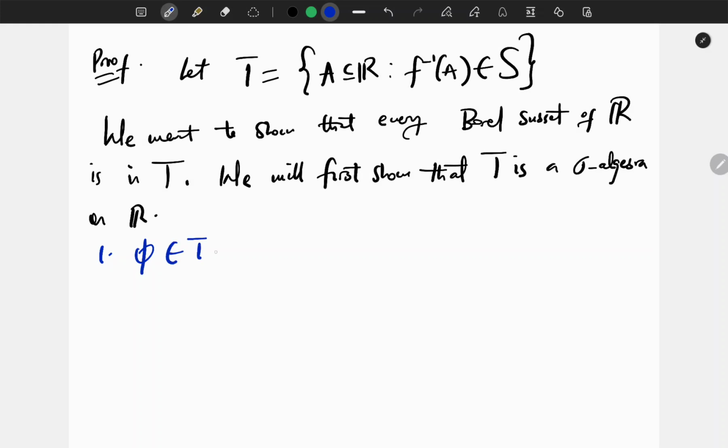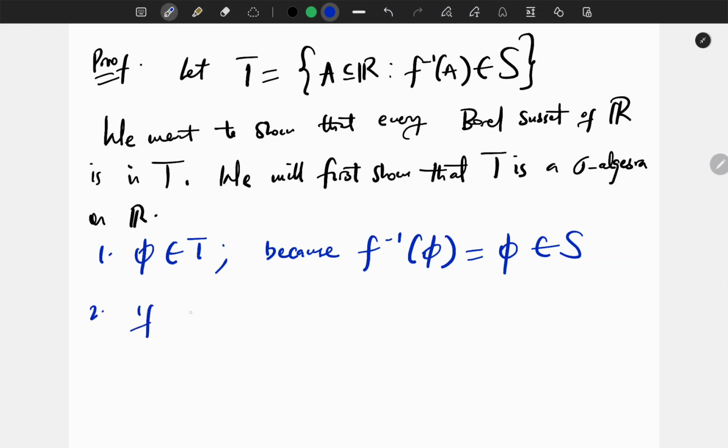So first, the empty set belongs to T. We claim that. Why? Because f inverse of the empty set equals the empty set, and that belongs to X. If it belongs to X, then it is in T.